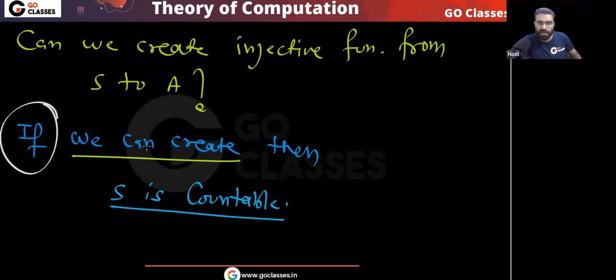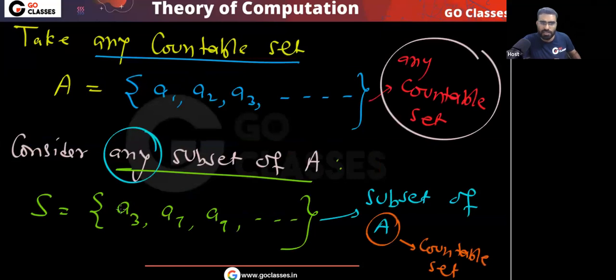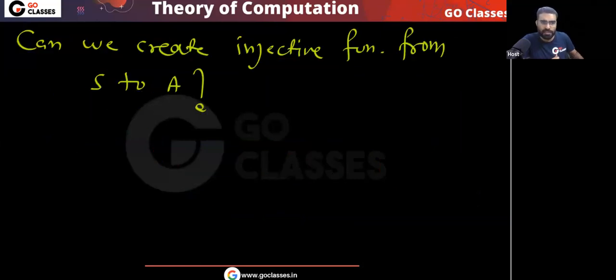Because if we can create it, notice, then what will it mean? It will mean that the cardinality of S is less than or equal to the cardinality of A, which means S is countable. Okay? So can you create an injective function from S to A?